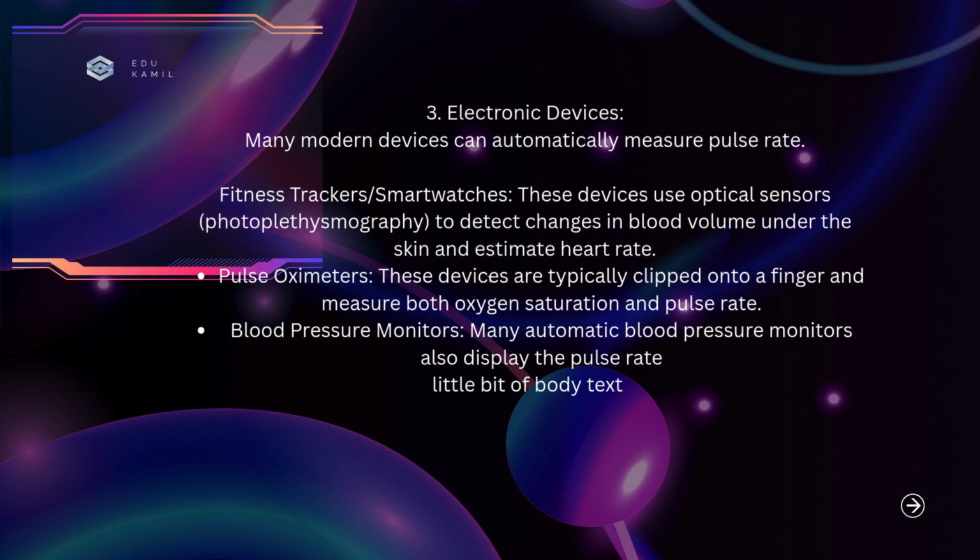3. Electronic devices. Many modern devices can automatically measure pulse rate. Fitness trackers, smartwatches. These devices use optical sensors, photoplethysmography, to detect changes in blood volume under the skin and estimate heart rate. Pulse oximeters. These devices are typically clipped onto a finger and measure both oxygen saturation and pulse rate. Blood pressure monitors. Many automatic blood pressure monitors also display the pulse rate.